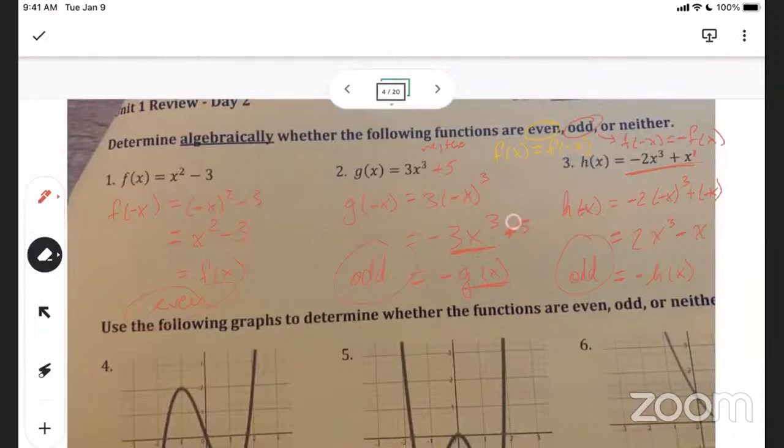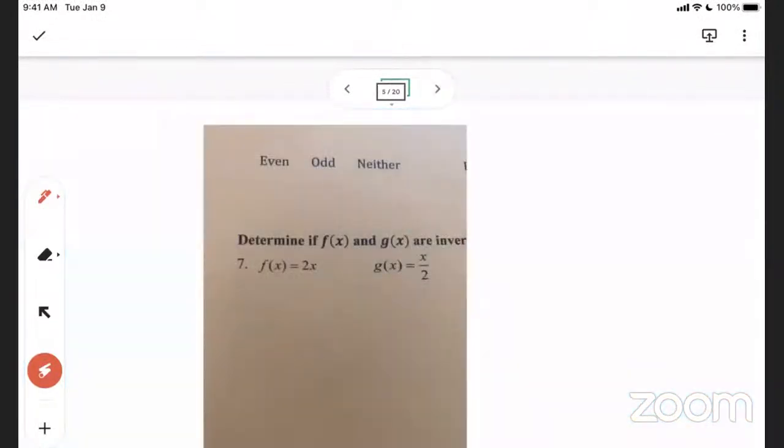So that's the shortcut. When it's a polynomial function like this, if all of the exponents are even, and it doesn't matter if there's a constant term or not, then it's even. For odd, if all of them are odd and there is no constant term, then it is odd.